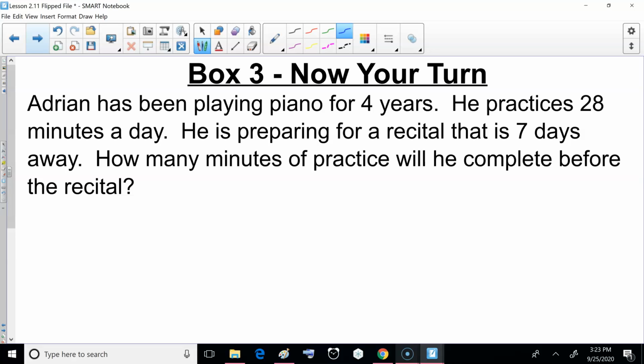So you can pause the video, read the problem again to yourself, work it out, put the extra information on one side or cross it off, and just do the problem that you need to solve right now. Good luck.